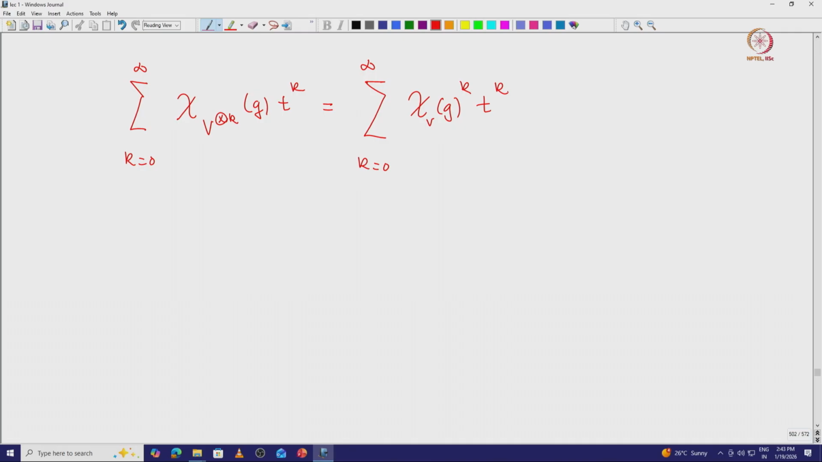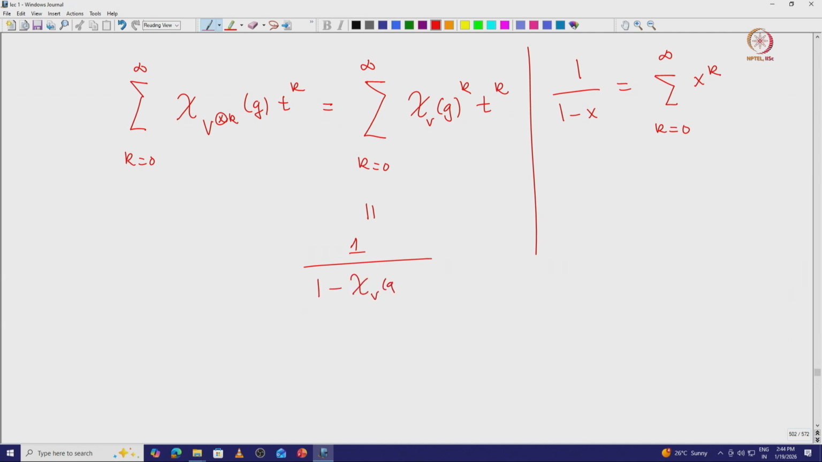Now this exactly looks like a geometric series. Recall, as a formal power series, if x is the variable, then 1 divided by 1 minus x is given by the summation of x to the power k, k ranging from 0 to infinity. If we use this formal power series, we can simplify this summation: it is exactly equal to 1 divided by 1 minus chi V of g t. So this is the final answer.